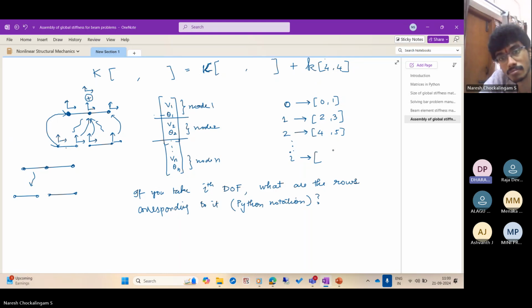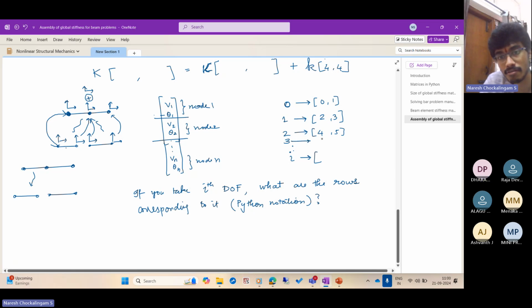I plus 2? Is it I plus 2? Because if you take the third node, it will be 6 and 7. So is it I plus 2? 2i, comma, 2i plus 1. Perfect. It's just 2i and the next one, right? 2i plus 1 is just the following. So this is the logic. Perfect.